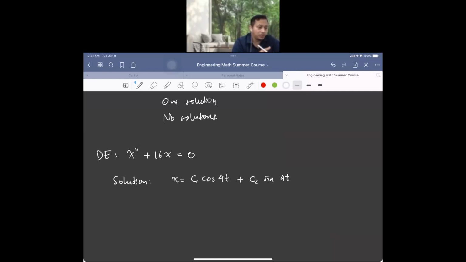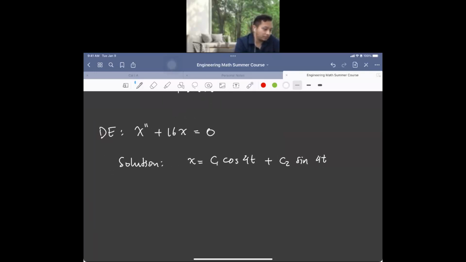But what we are going to do with the solution is observe what kind of solutions we have in different cases. So for the first condition, suppose that we have boundary conditions. Let me write in green. BC is boundary condition: x(0) is 0, and at pi over 2, x is also 0.